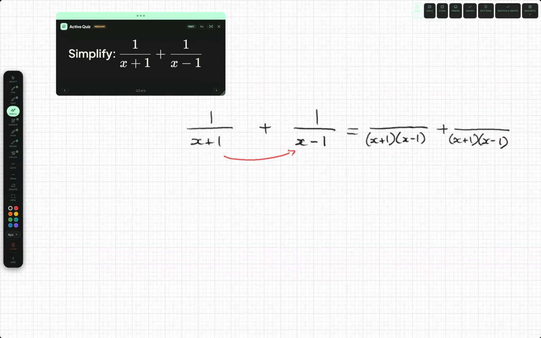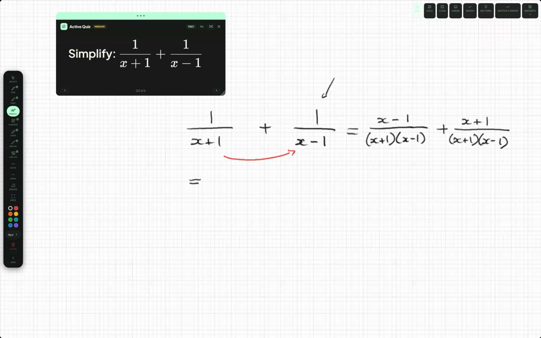All right, we've done that, and now we just need to think about how we've changed each one of these fractions. So I've taken my x minus 1, I multiplied it by x plus 1, which means I have to do the same to this value here. So 1 times x plus 1 is just x plus 1. And then the same has happened over here. I multiplied it by x minus 1, and 1 times x minus 1 is just x minus 1.